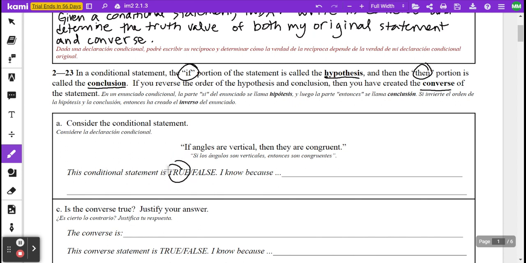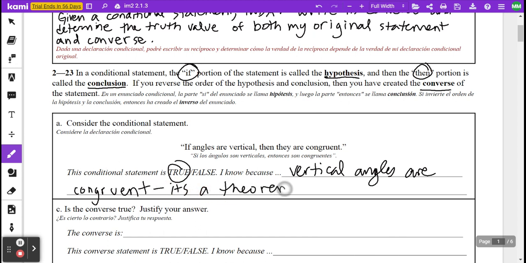This statement is true. I know because vertical angles are congruent. It's a theorem I get to use. I think we proved it in notes 1.1.3. Proven in section 1.1.3, vertical angles are congruent. And what about the converse?